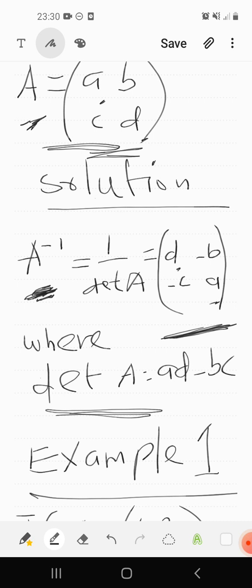So the determinant of A, this is how to calculate it.